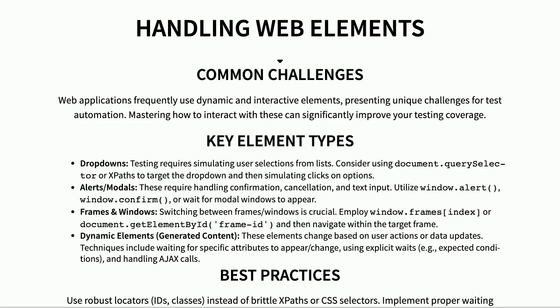Let's talk about how to tackle some tricky web elements during testing. Many applications use drop-down menus, alerts, and even different windows or frames, which can make automation a little more complex. We'll cover the most common types like drop-downs, where you need to simulate selections, alerts that require handling confirmations and cancellations, and how to switch between frames and windows. And of course, we'll discuss dynamic elements, those that change based on user actions or data updates, and show you some best practices for making your tests more reliable and robust.